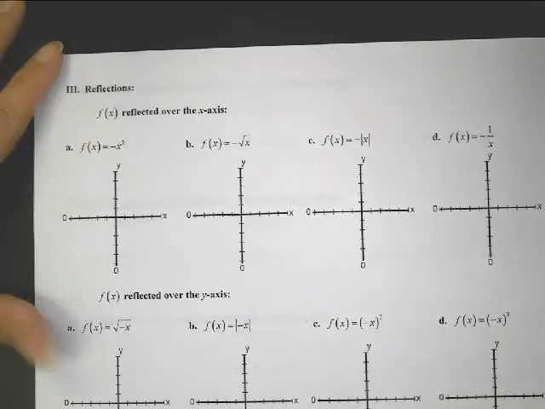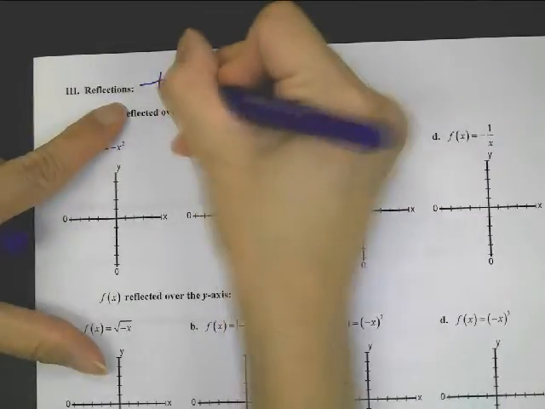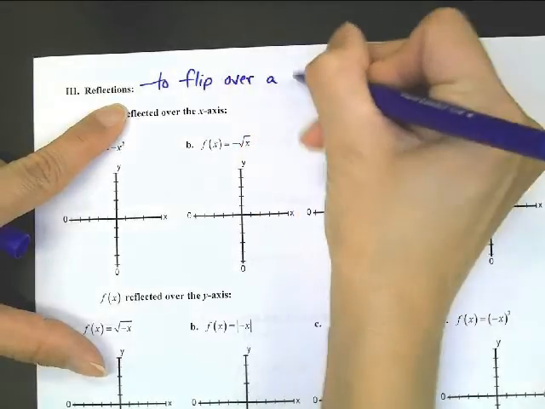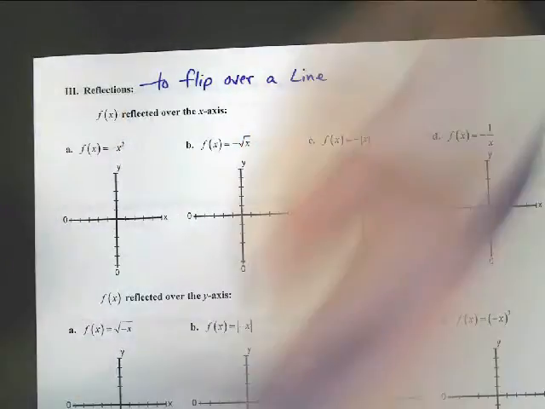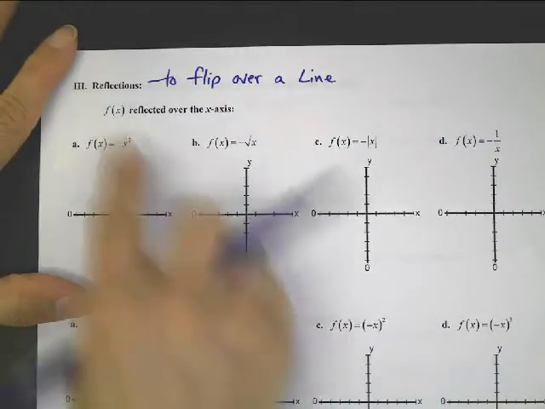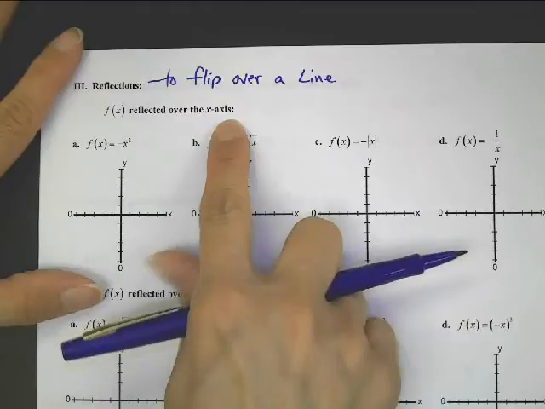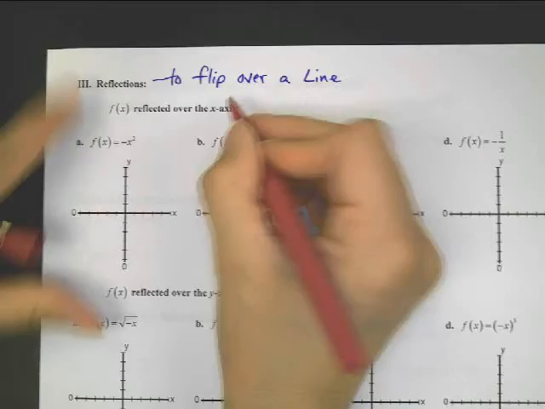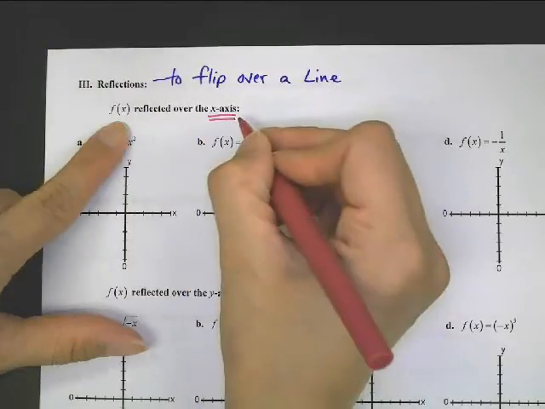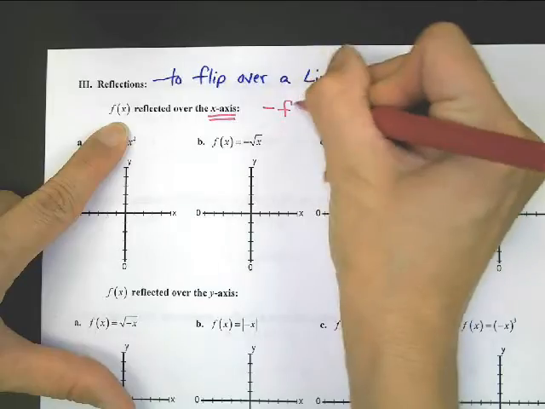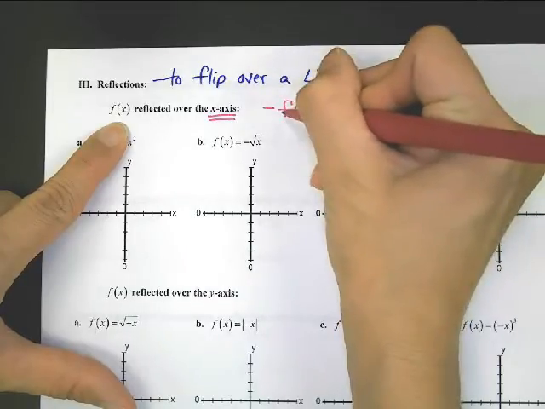Okay, some more rigid transformations are reflections. Reflection means to flip over a line. Remember how the graphs were symmetric? The inverses reflect over the line y equals x. We're going to reflect over the axes. So the first one here is to flip over the x-axis. And when you do that, f of x needs a negative out in front of it.